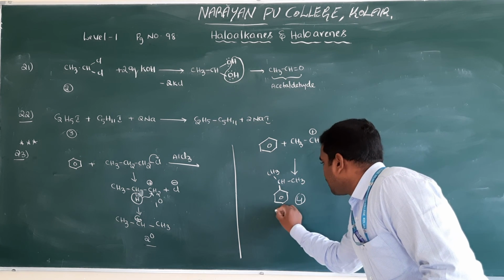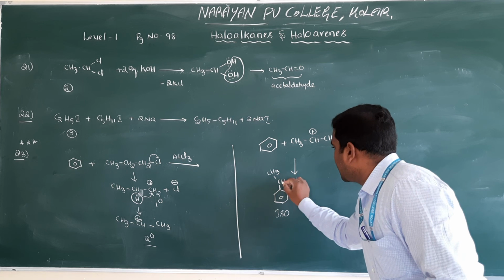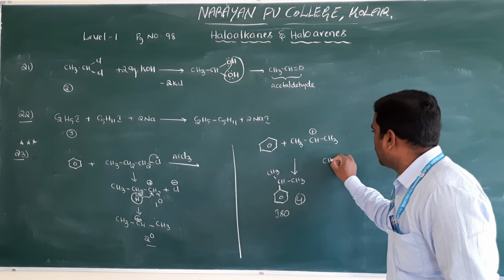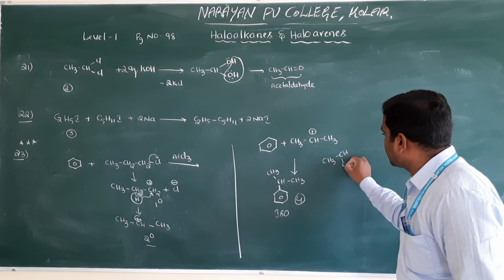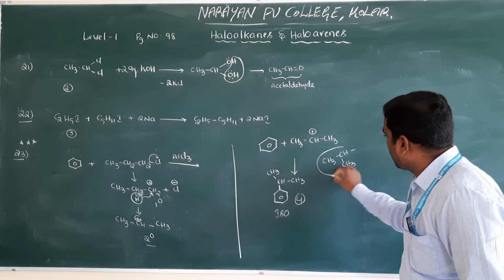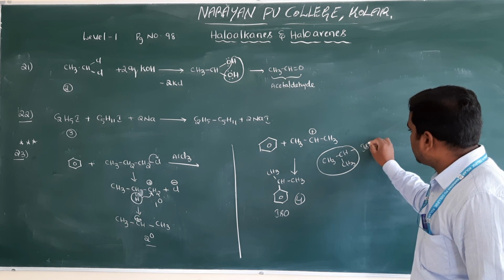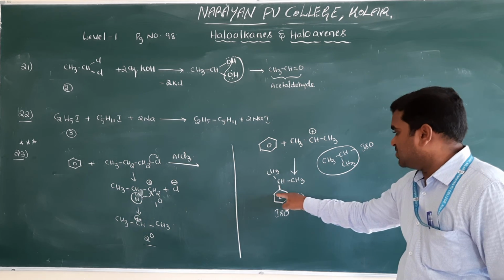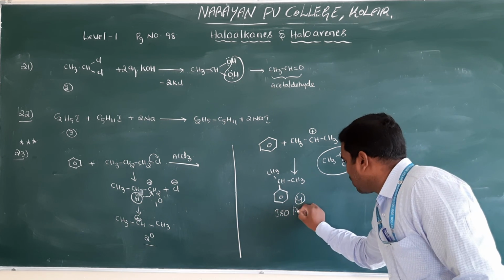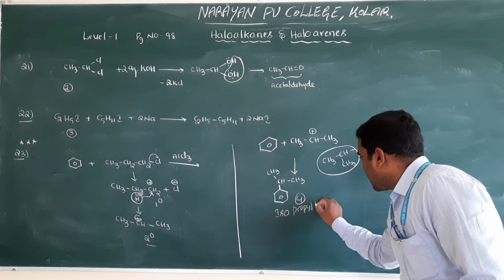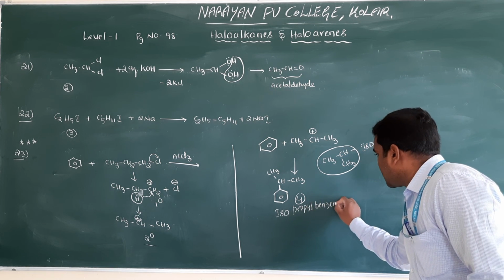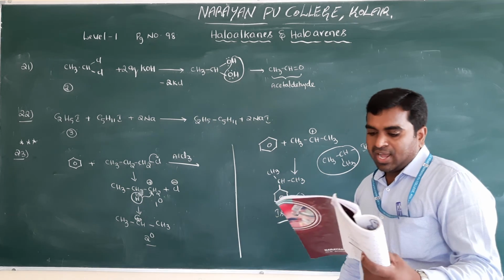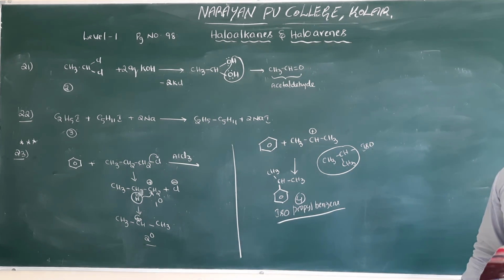Answer 4. What is the name of this compound? Isopropyl. CH3, CH, CH3. What will we call this group? This is iso group. But how many carbons are there? 3. So what will we call it? Isopropyl benzene. Benzene is there. So this is your answer. So which option is here? Option 4 is the correct one.